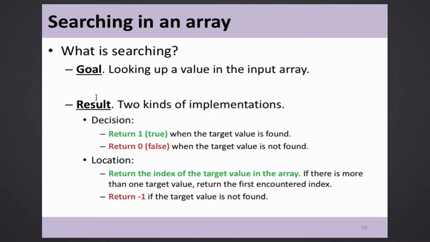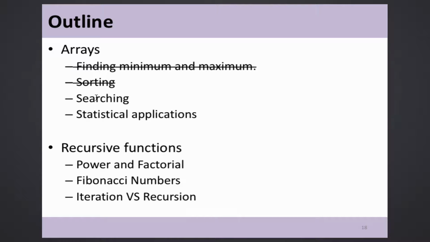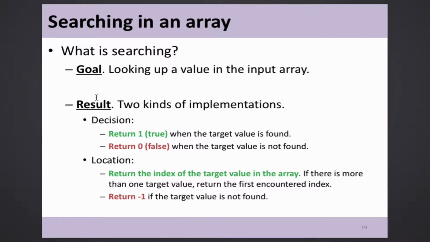Now, what's next? Okay, we still go with the arrays-related methods or algorithms. Now we want to search for a particular item in an array. Remember, a search may not be successful.